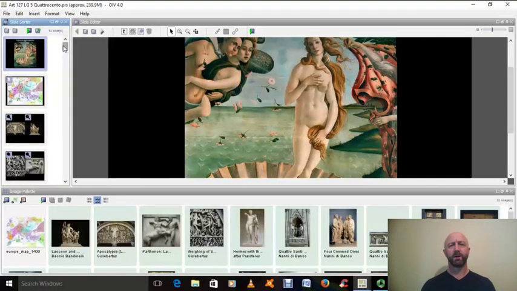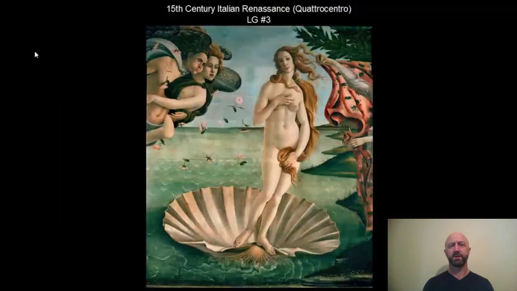This week, we are continuing on with the Renaissance in Italy during the 15th century, known as the Quattrocento. The Italians named their Renaissance period after the century. Quattrocento just means 1400s. And so, on with the show.